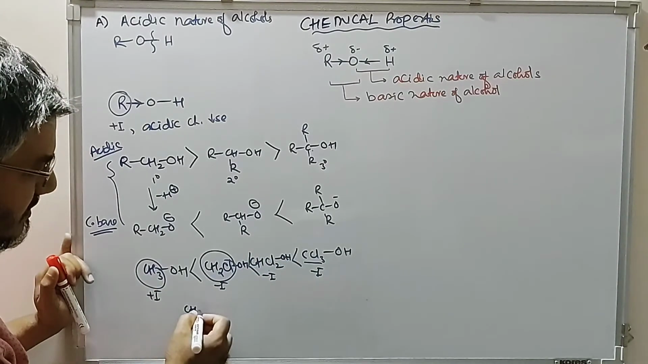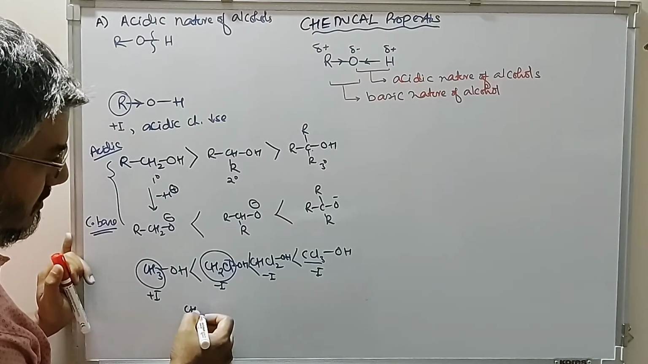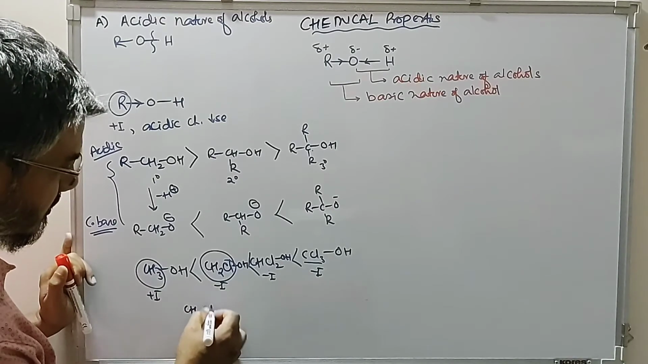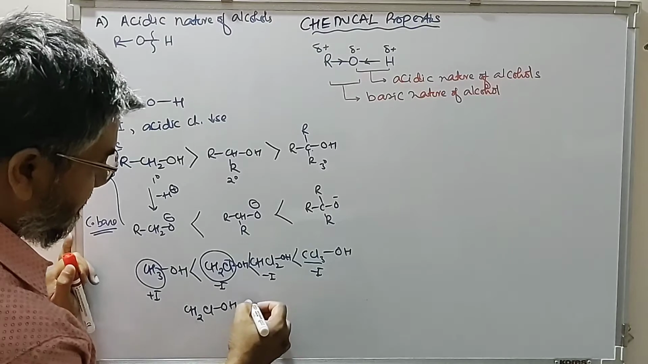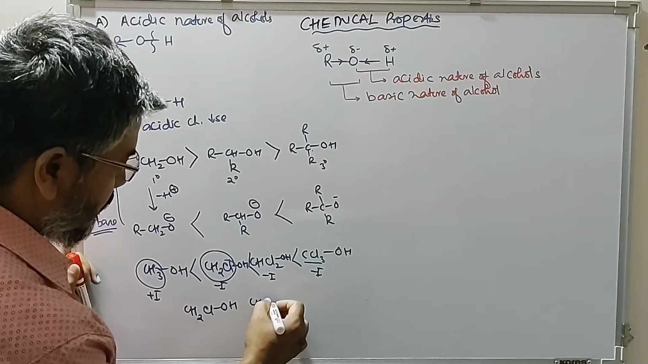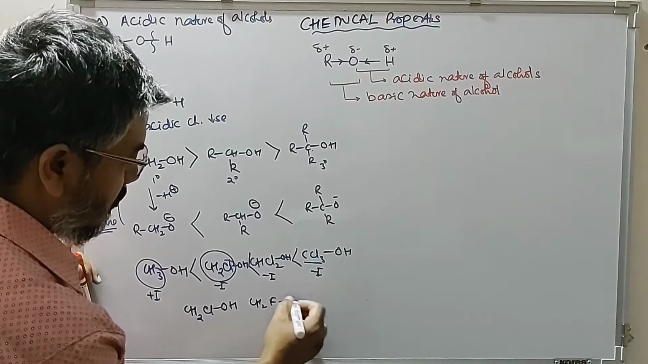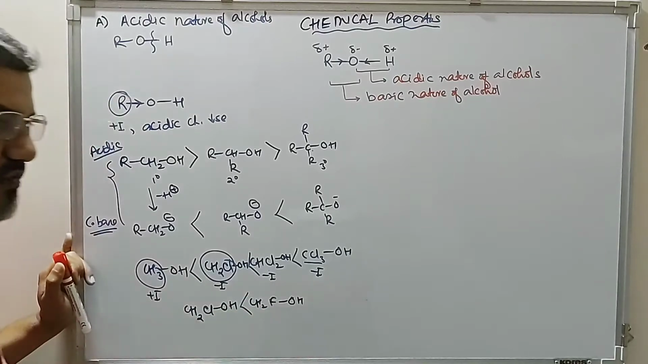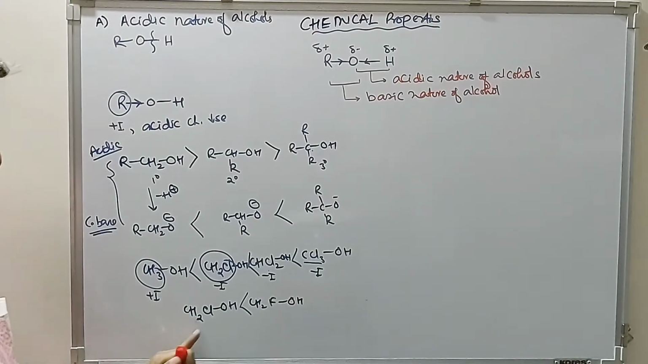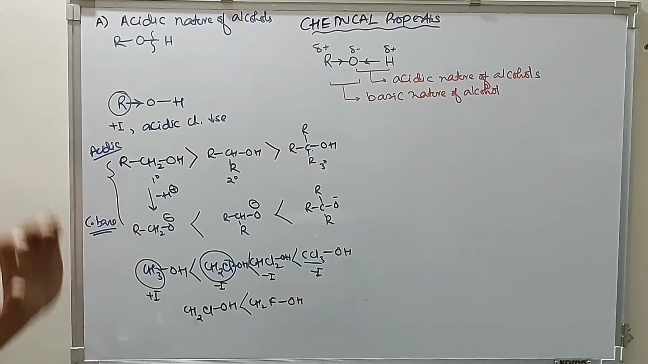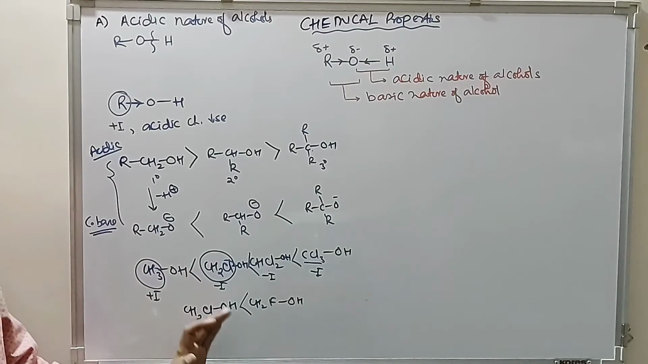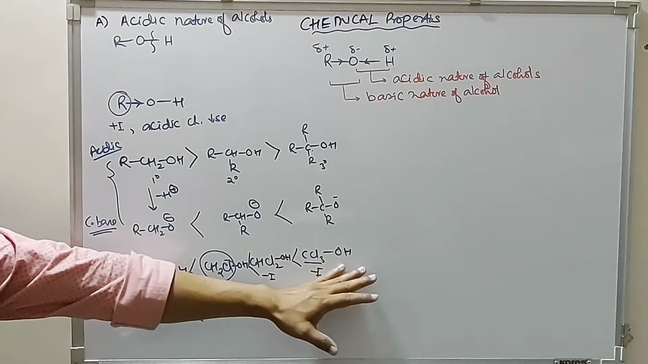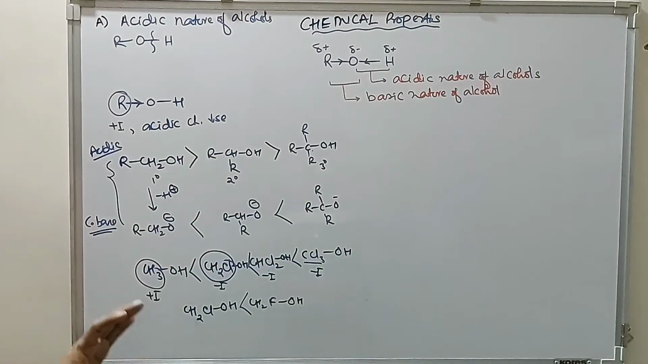Similarly, look at this. When we compare CH2ClOH and CH2FOH, fluorine being more electronegative than chlorine, CH2FOH will be a stronger acid compared to CH2ClOH. That means the acidic character increases as the number of -I groups increases on the carbon bearing oxygen. So this is the acidic nature of alcohols.